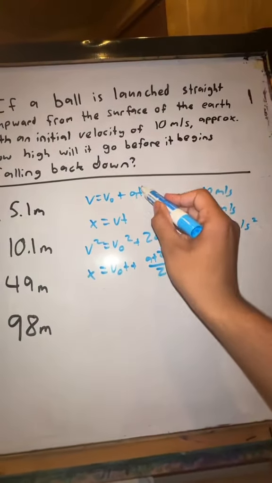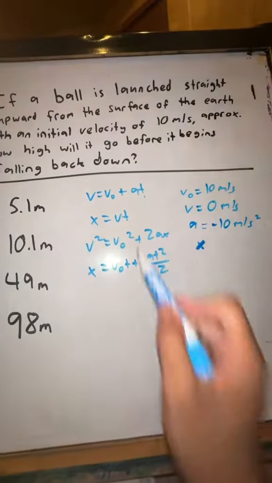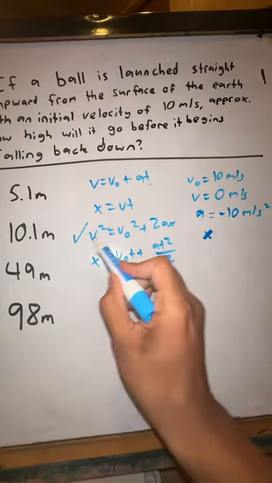Which of these equations has all of these in there? For example, we can't use the first one because it involves time, and we're not looking at time at all. This one's missing a bunch of stuff. So which one are we going to use? We're going to use this one right here: V squared equals V0 squared plus 2ax.